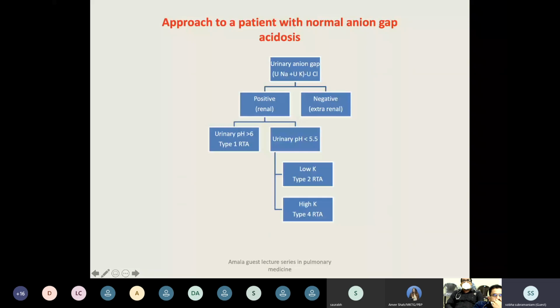Now, this is roughly the approach to a patient with a normal anion gap acidosis. So if you have a normal anion gap acidosis, look at the urinary anion gap. That is urinary sodium plus urinary potassium minus urinary chloride. If the value is positive, then you look at the pH. If the urinary pH is more than 6, type 1 renal tubular acidosis. If the pH is less than 5.5 with a low potassium, it is type 2 renal tubular acidosis. And if it is high potassium, the Barter's or type 4 renal tubular acidosis.